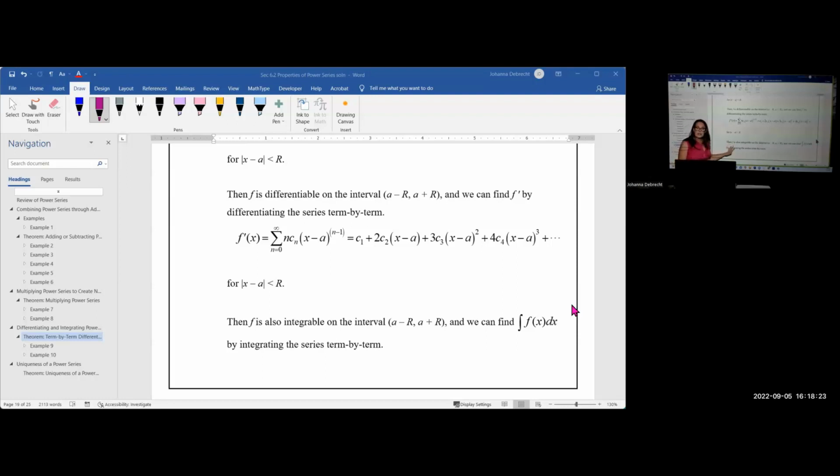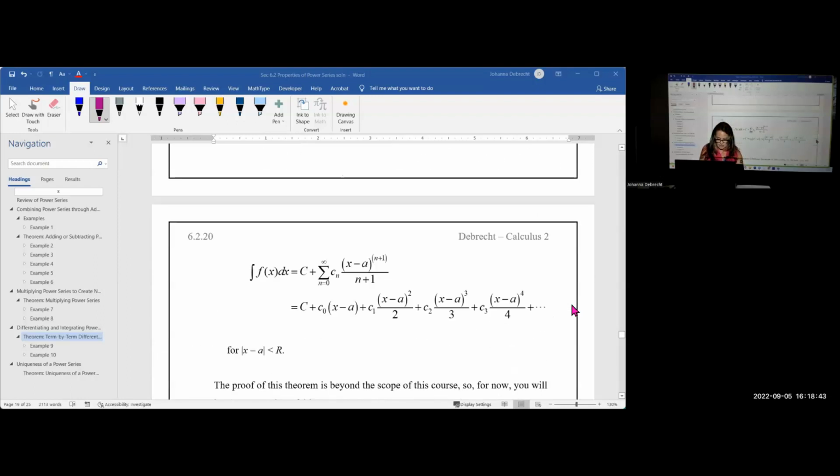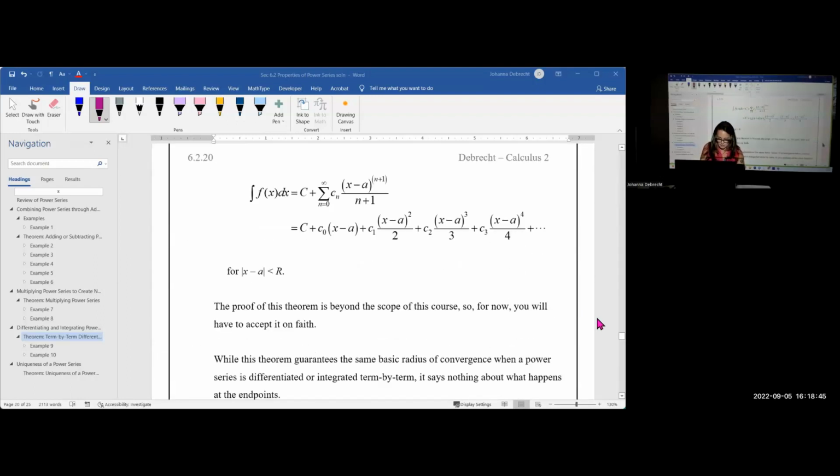Now, we can also integrate term by term over the same interval of convergence, and we can find the indefinite integral of f of x dx by integrating term by term. But again, even though it doesn't change the basic interval of convergence, it could change what happens at the endpoints. And we see this in the rest of the theorem that you see here. So again, you do get the constant of integration coming out, and you get the basic integration term by term based on what we had previously.